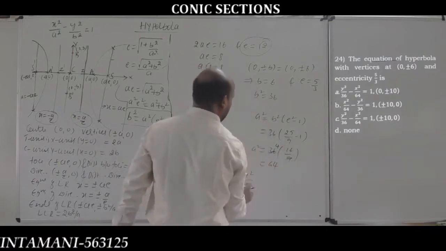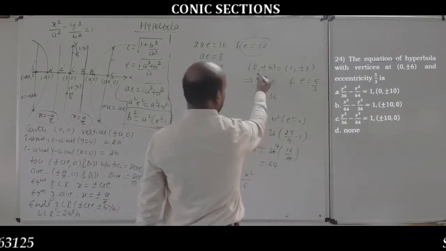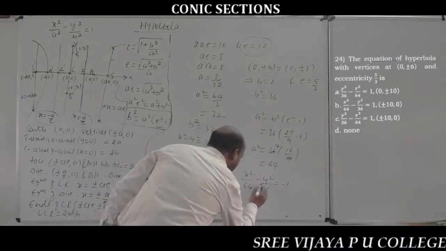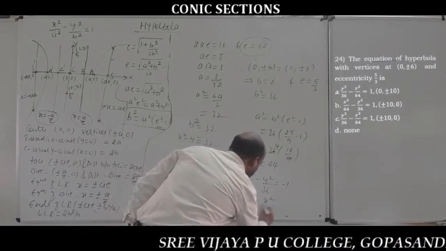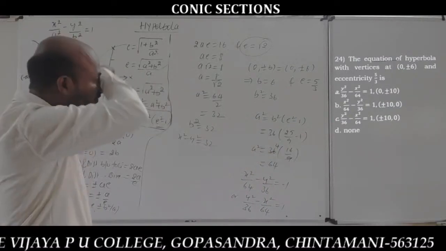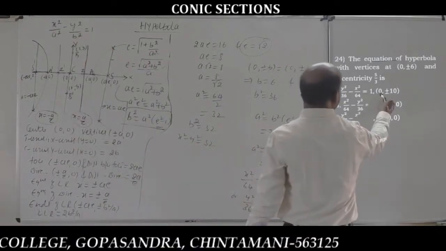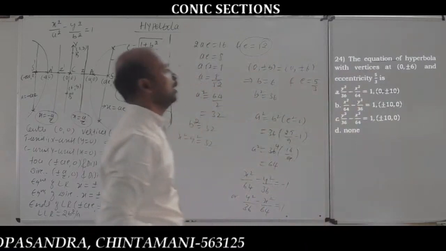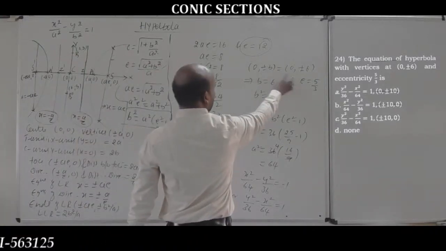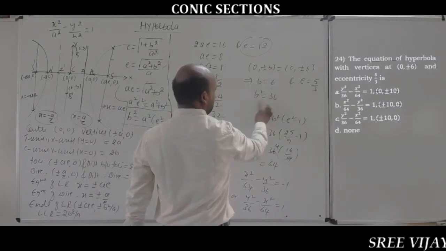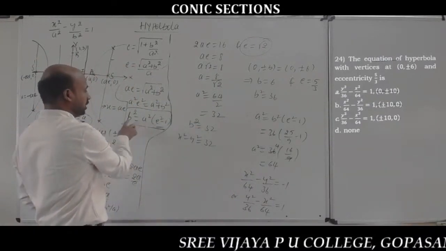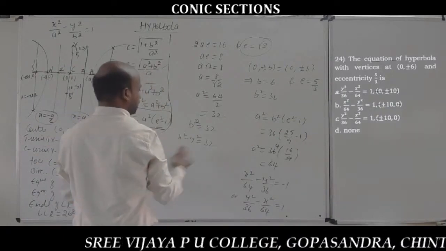x square by a square, conjugate: x square by 64 minus y square by 36 equals minus 1, or you can take y square by 36 minus x square by 64 equals 1. Y square by 36 minus x square by 64 equals 1. So this is the answer. For the equation of hyperbola with vertices 0 comma plus or minus 6 and eccentricity, since the x coordinate is 0, take the vertices as 0 comma plus or minus b. You get b and b square, so use this result. In the conjugate hyperbola, if we interchange a and b, a square equals b square into e square minus 1.